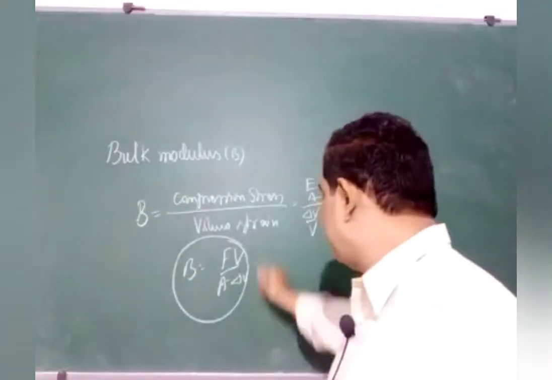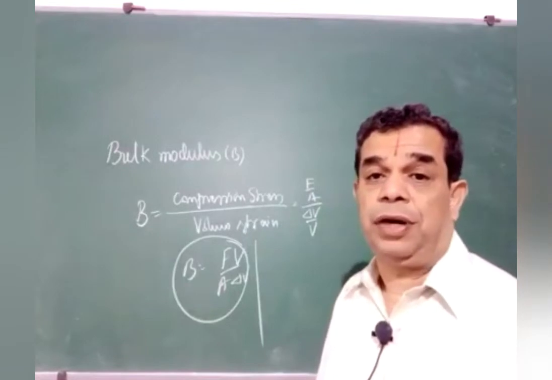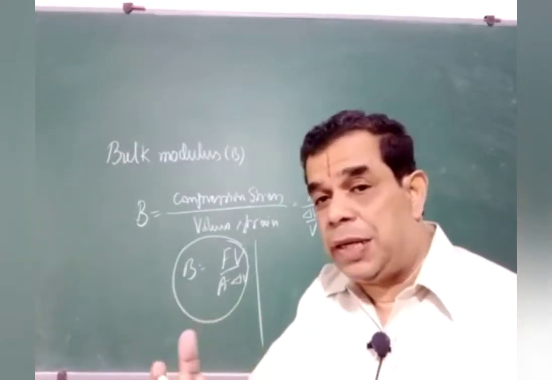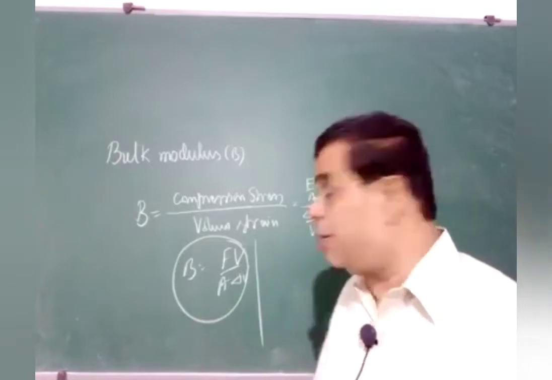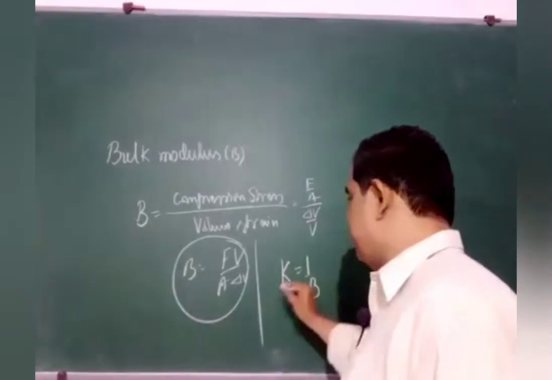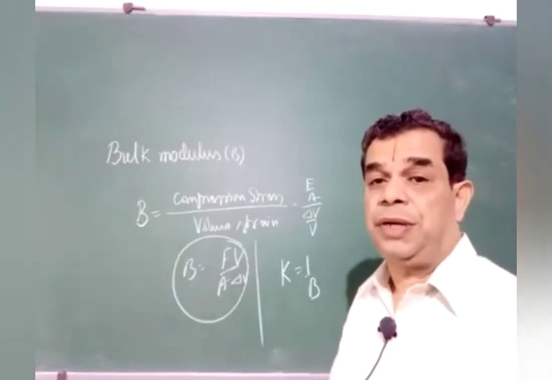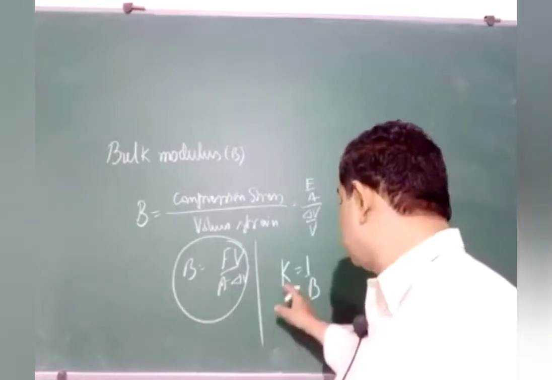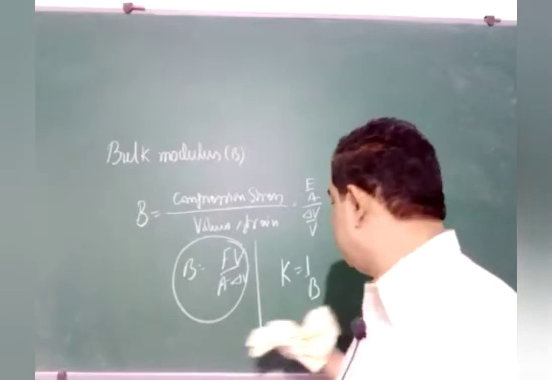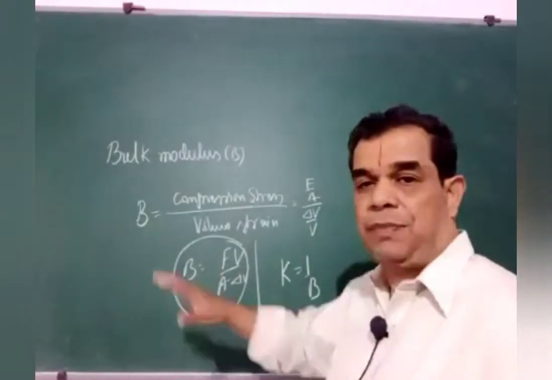And in fact, the reciprocal of the bulk modulus is also very important. What does it mean? How much the substance can be compressed. Compressibility we call it, usually denoted by K, which is 1 by B. Reciprocal of the bulk modulus is called compressibility. So K equals 1 by B. You must know that, and whenever it is required, you can use it. So with these ideas, now we go through bulk modulus once again.